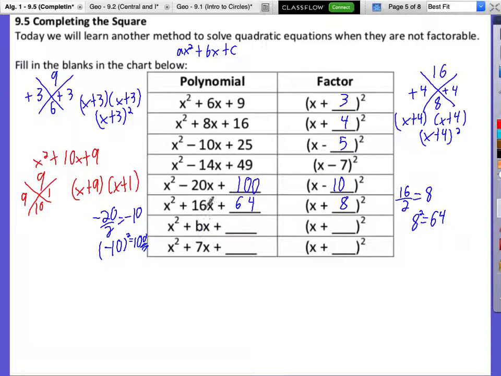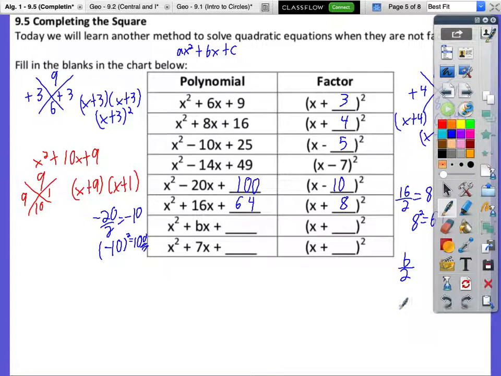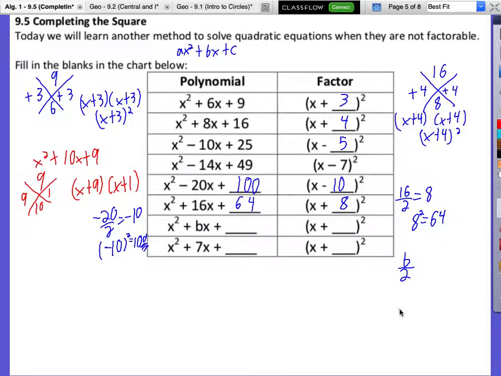So what are we going to do with this B? Okay, so B over 2. This would be b over 2 in the parentheses. Okay, so B over 2 would be in the parentheses. Since you can't really square root it, what did we do after we divided B by 2? What did we do here with 8, and what did we do over there with negative 10? We squared it. So does it make sense to do that same thing?